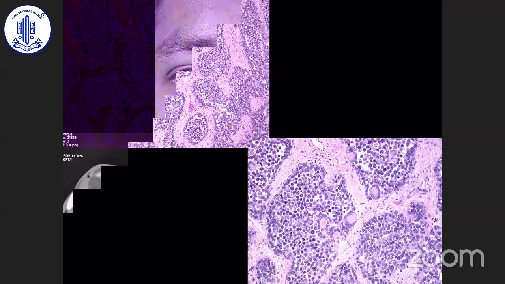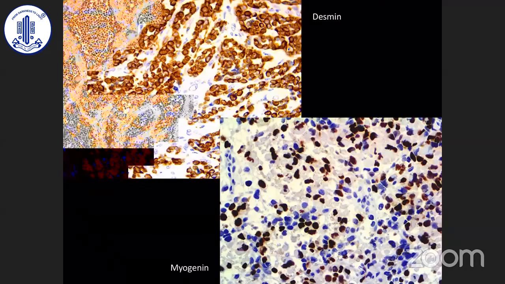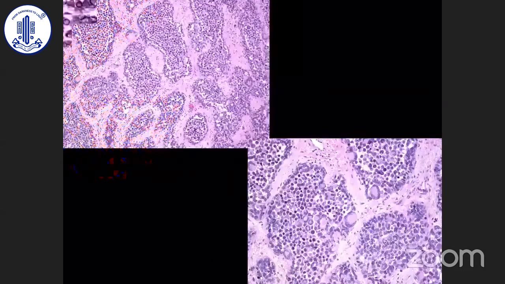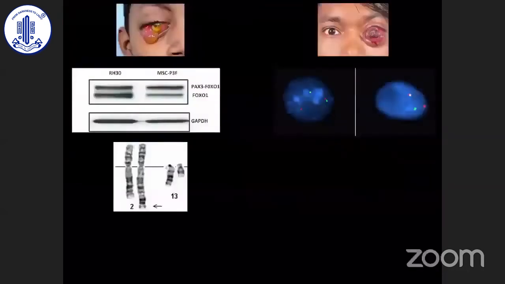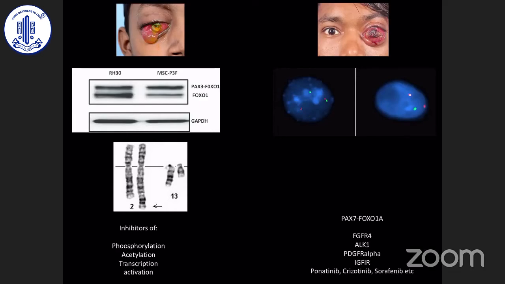This tumor was desmin positive, myogenin positive, which makes it what? It makes it a rhabdomyosarcoma. But if you go back, it has a very alveolar pattern. So this makes it an alveolar rhabdomyosarcoma. Now, 60% of alveolar rhabdomyosarcomas have a PAX3-FOXO1 fusion, whereas 20% have a PAX7-FOXO1 fusion. Why is detection of these important? Children with rhabdomyosarcoma who have a PAX3-FOXO1 fusion carry a poor prognosis as compared to those having a PAX7 fusion. In addition, the treatment protocols for these patients can also be different.